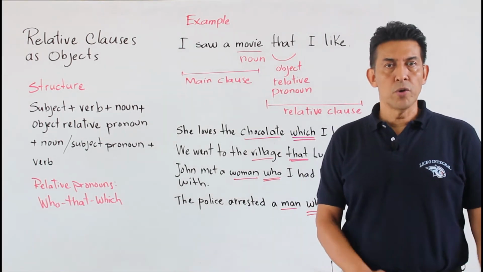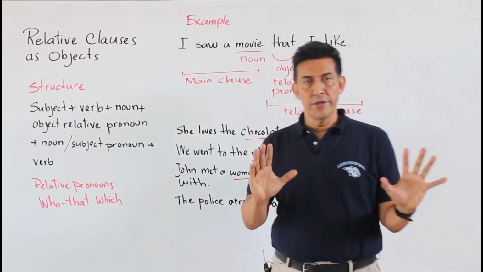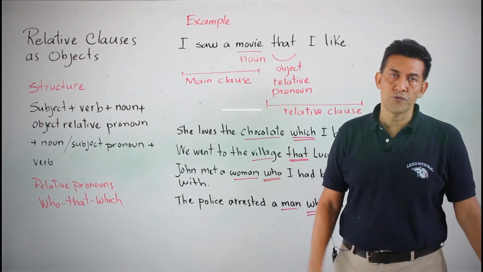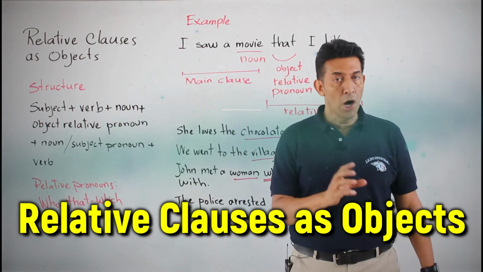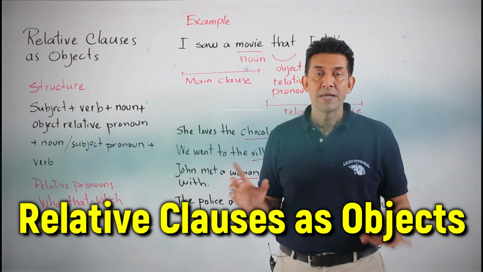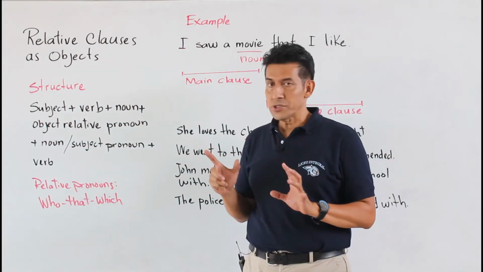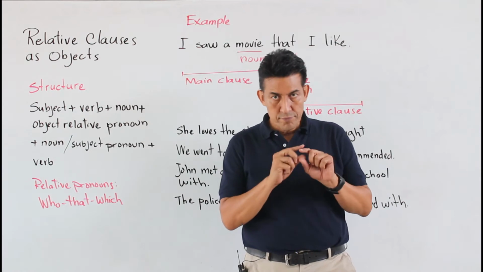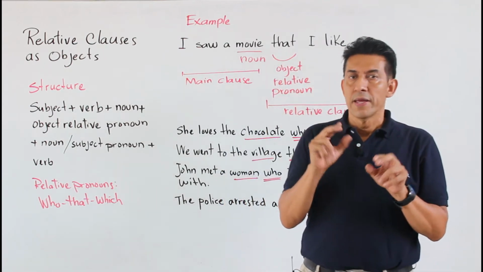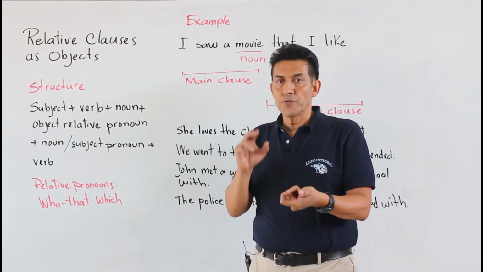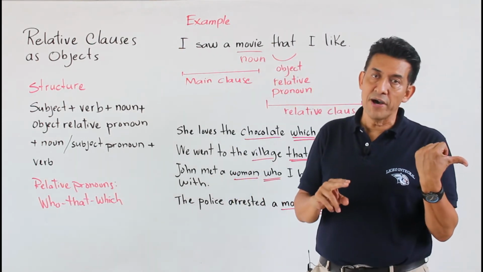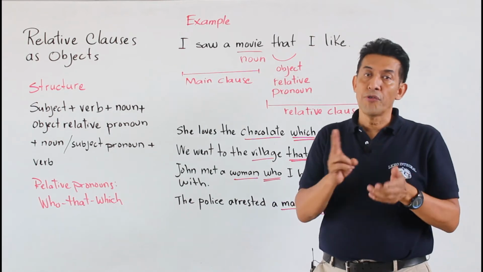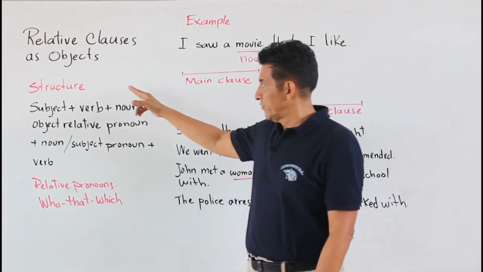Hello, welcome to another English class, and on this occasion we are going to study relative clauses as objects. We have a definition. Relative clauses are structures that are used for defining or classifying people or things. This is the structure.